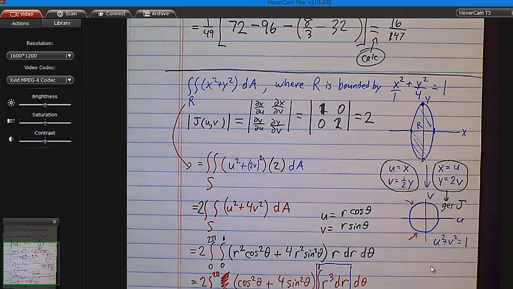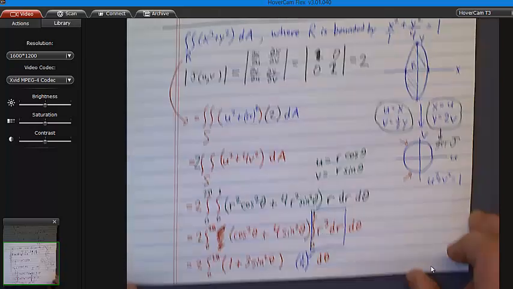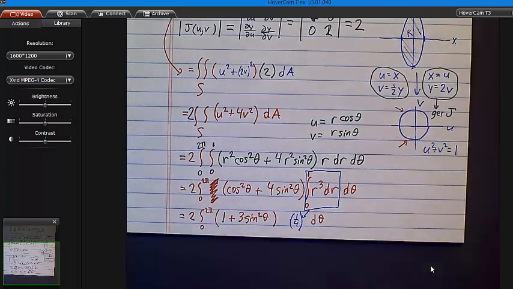Then, could you move your paper down a little? Oh yeah, sorry. Thanks, Alex.